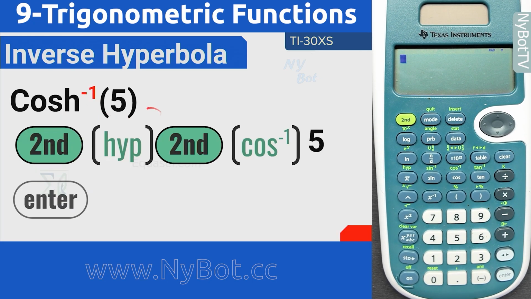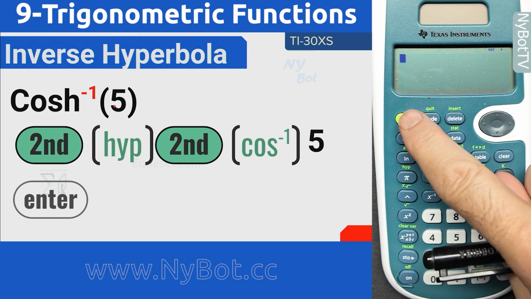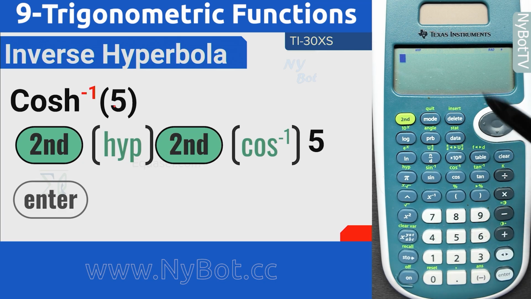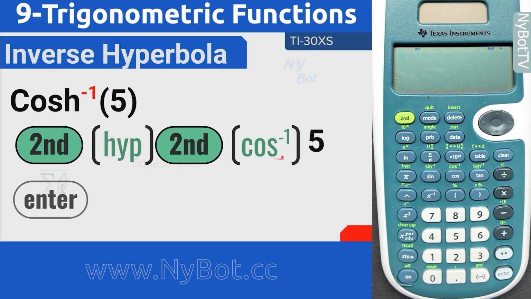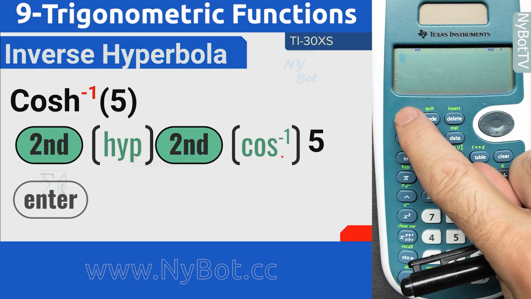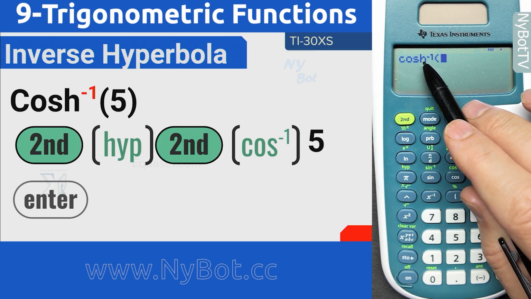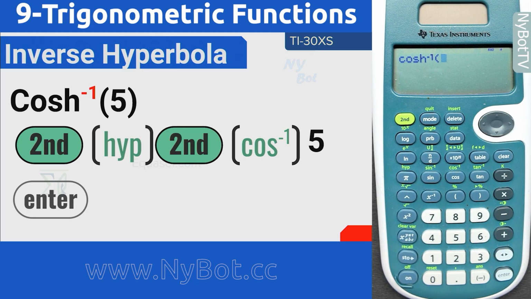Now let's say inverse of cosine hyperbolic of 5. So we press second function hyp to select hyperbolic, and again second function for the inverse of cosine. Again second function cos. Now it says cosh inverse, and then 5. Enter. We got the answer.